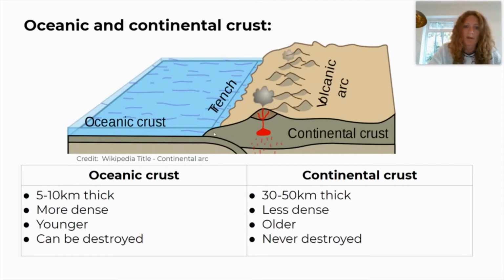So if you have a look here, you can see that the oceanic crust is being forced down underneath the continental crust. And actually what happens is that crust goes back into the mantle and it can be completely destroyed. Whereas if we compare it to continental crust, that is older and it will never be destroyed.